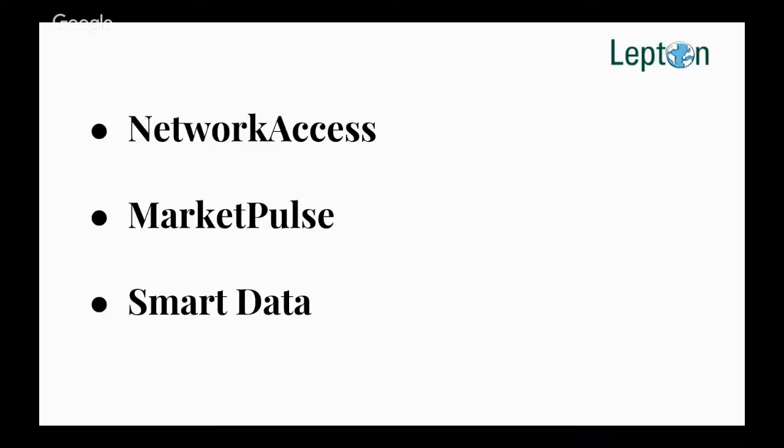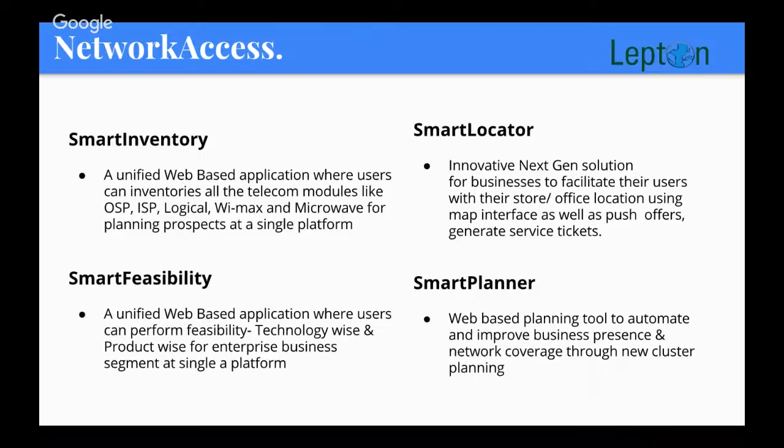We have 3 different platforms. One is called Network Access. Then we have Market Pulse and Smart Data. Network Access is specifically for telecom vertical, and that too the engineering side of it, wherein we help telecom companies manage their inventory. They do feasibility study. They help their customers locate themselves in terms of their point of sales or their service centers, and we also have a solution which help them plan the network expansion in terms of the coverage and finding out the new cluster planning.